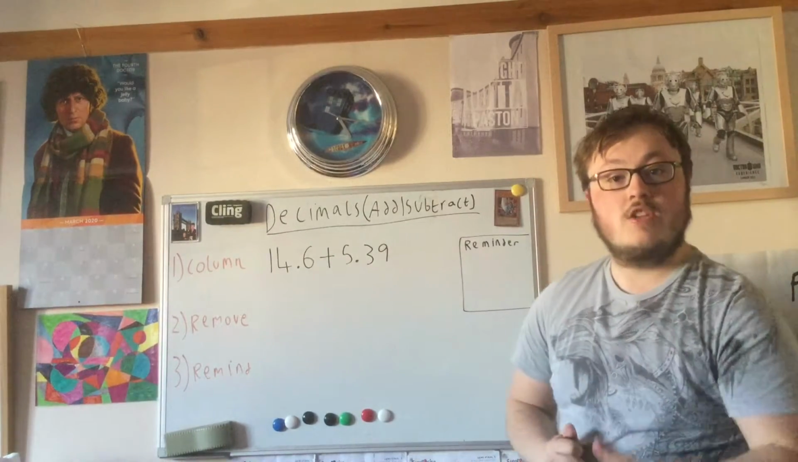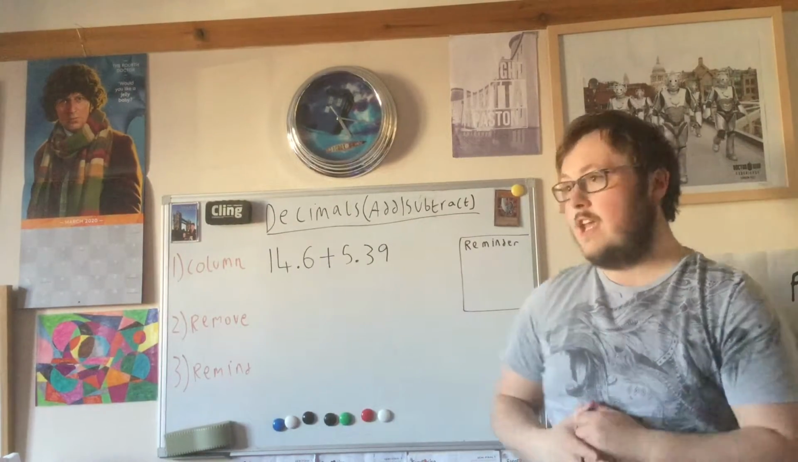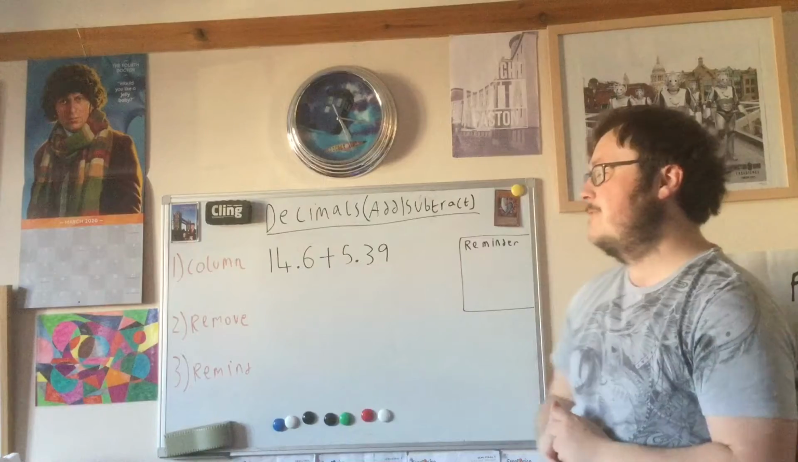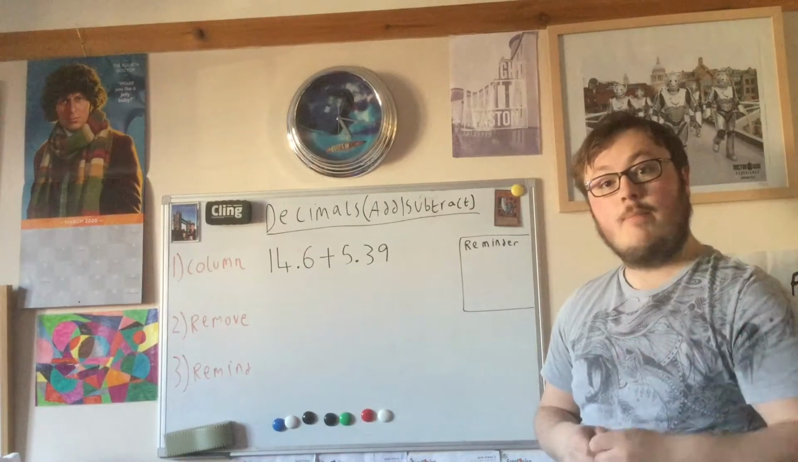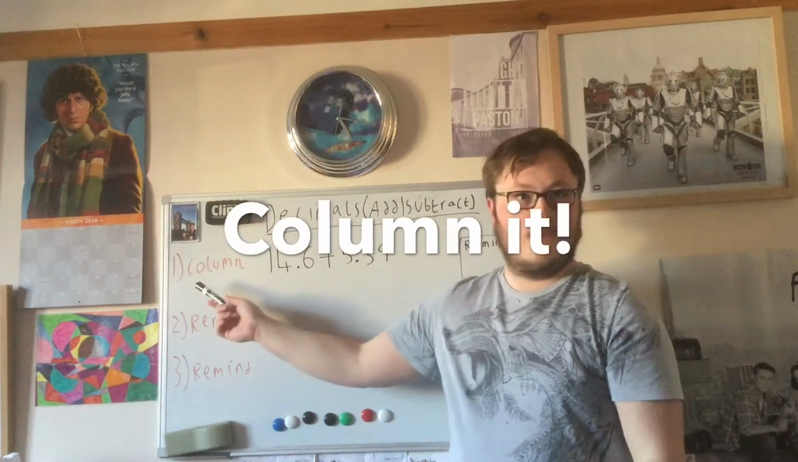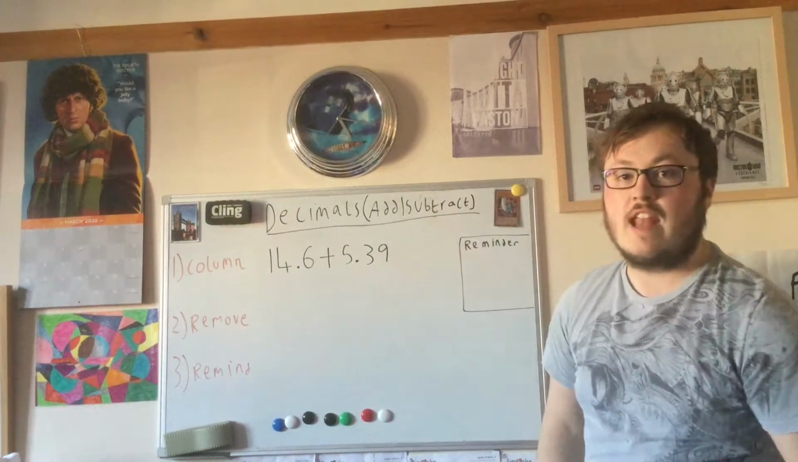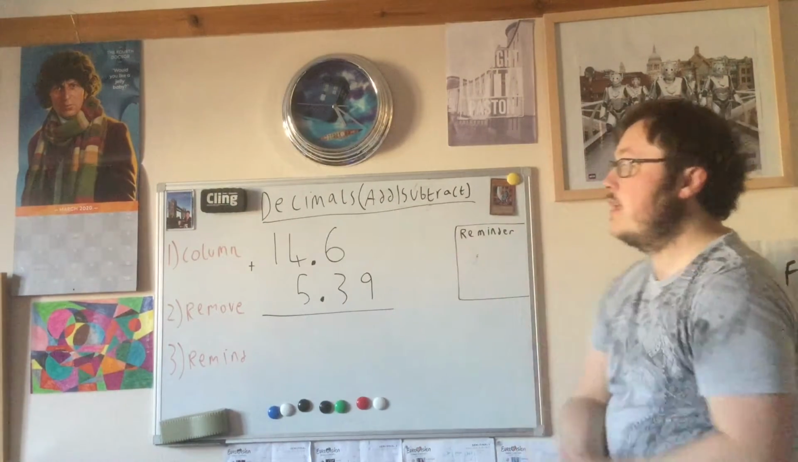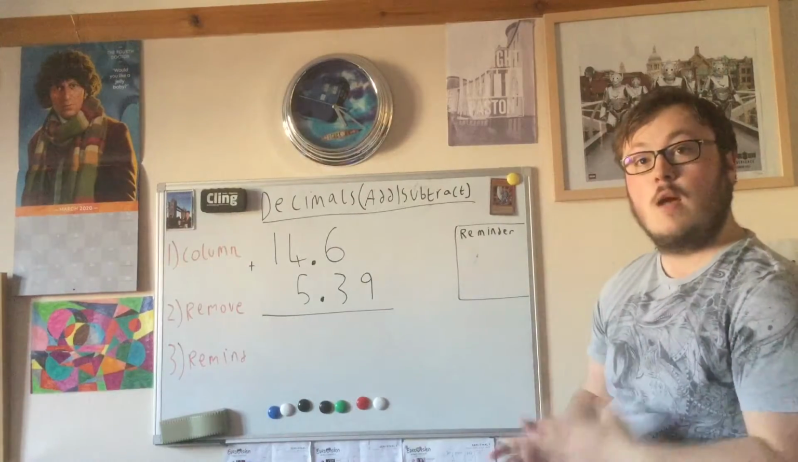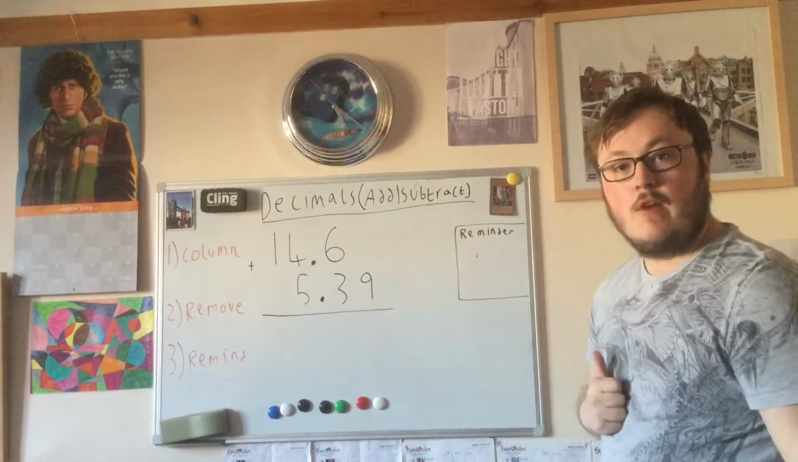So, how we're going to use this trick is we're going to focus on this question here. 14.6 plus 5.39. So step 1, which I've put here nicely for you, is we are going to column it. So I'm going to do that now. 3, 2, 1. Here we go. I have now put this sum into a full column. Or have I? What have I forgotten?